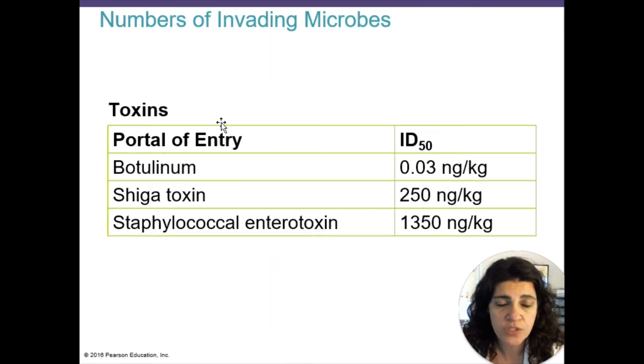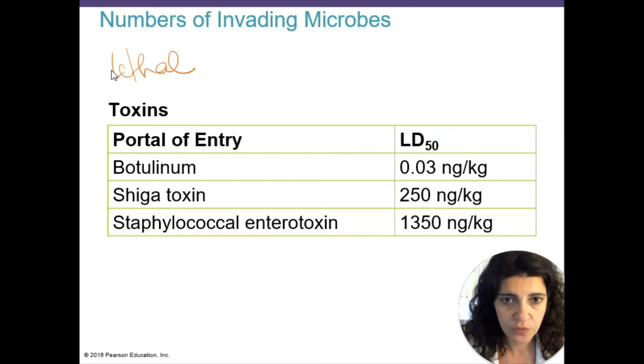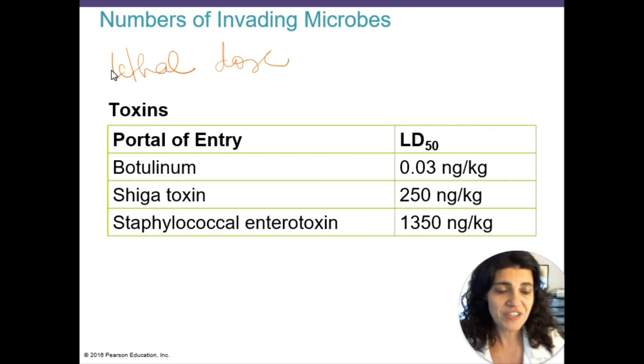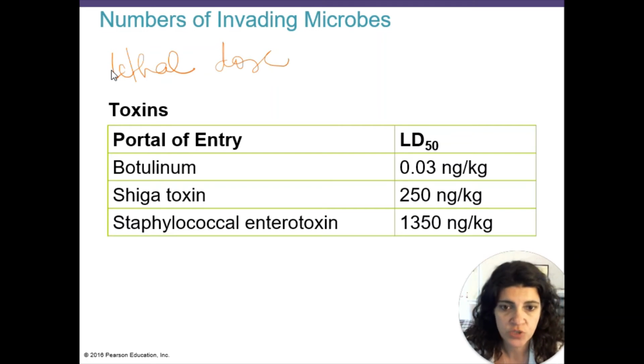When we talk about LD50, we're talking about the lethal dose of a toxin to be able to intoxicate and make somebody sick. Which toxins are we talking about? Toxins produced by bacteria. Examples: botulinum toxin. You need 0.03 nanograms per kilogram of the host to make somebody sick.